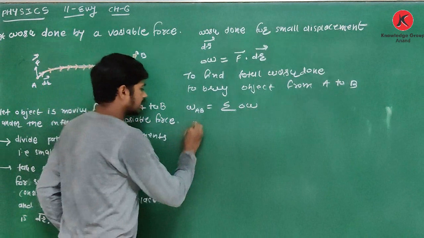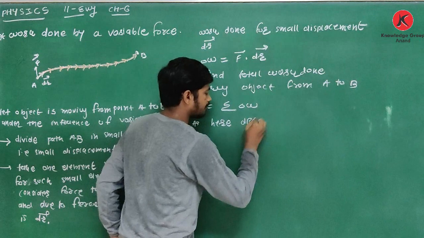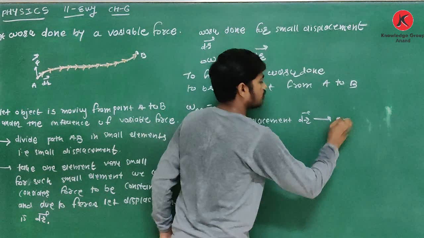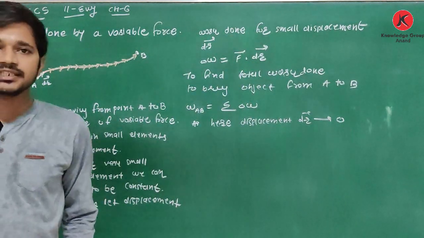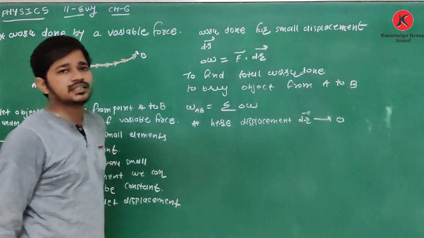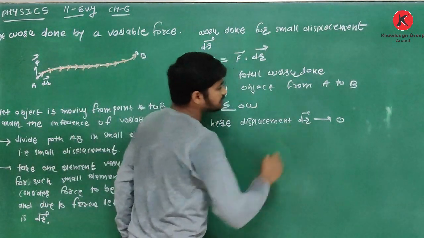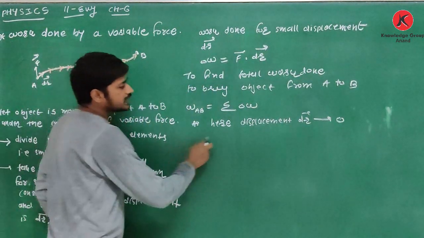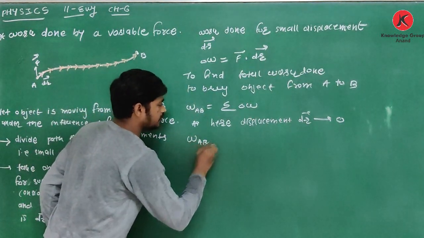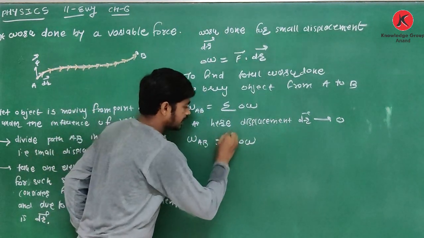Now as here displacement dr tends to 0, meaning very small, we can say that this sigma, that is addition, converts into integration. So as displacement dr tends to 0, we can say W_AB is equal to the integration of delta W from A to B.